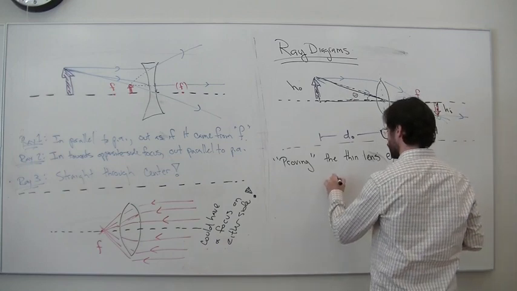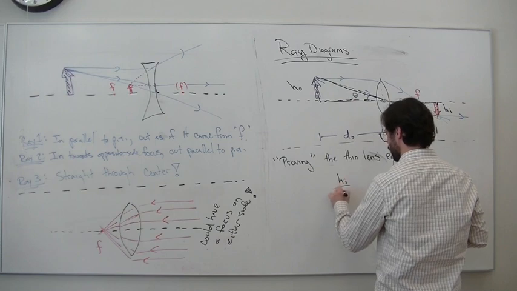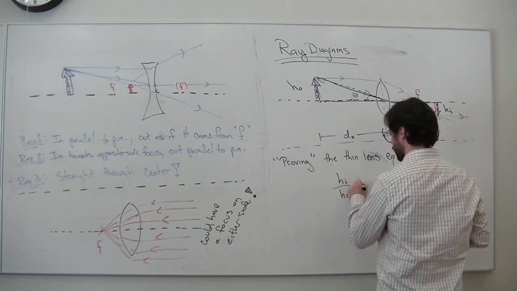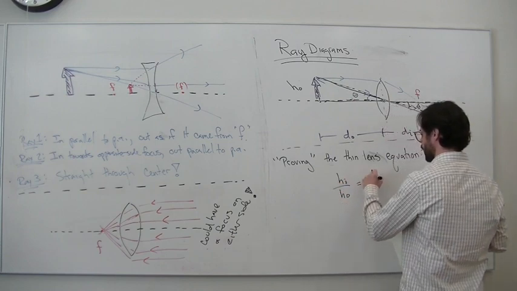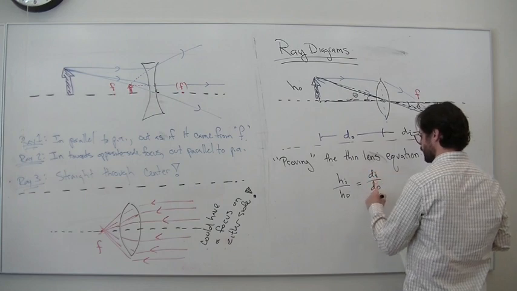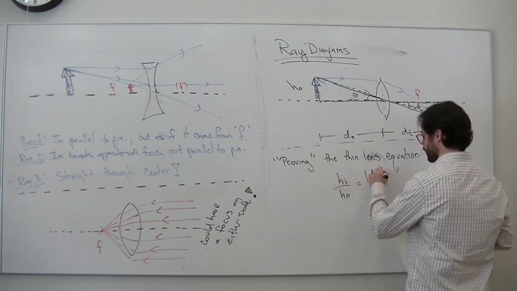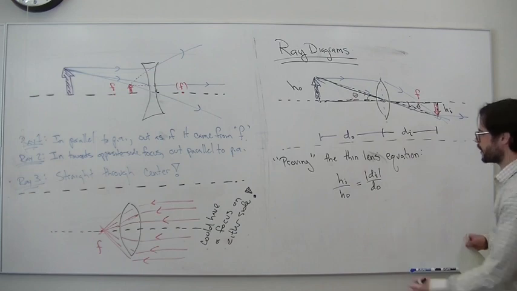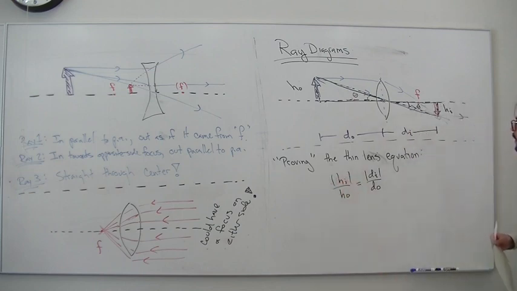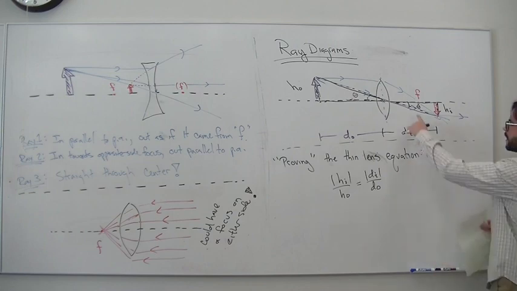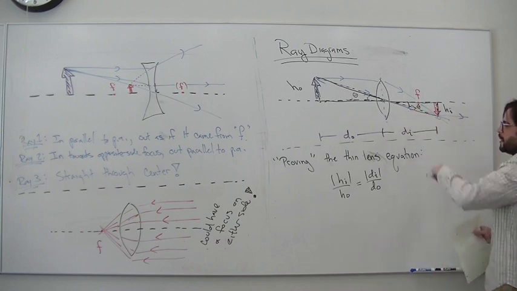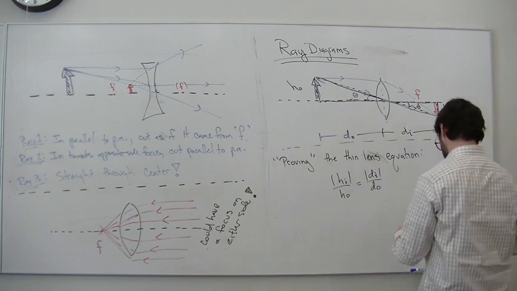And the similar triangles, at least in magnitude, obey the following relationship. h naught over hi is di over d naught. And I'm going to throw some absolute value bars on things because we don't know the signs of these. Okay, so that's from the similar triangles. The next set of similar triangles, I could express in terms of this f. And they're going to look pretty familiar.